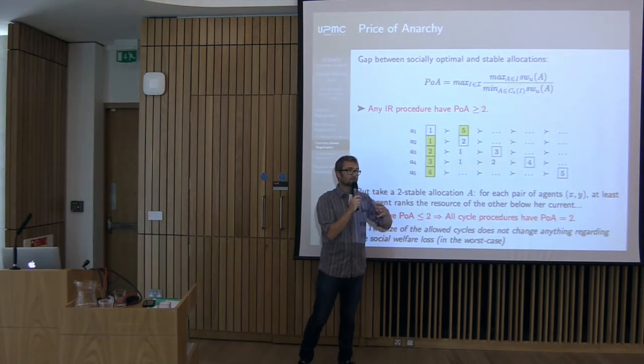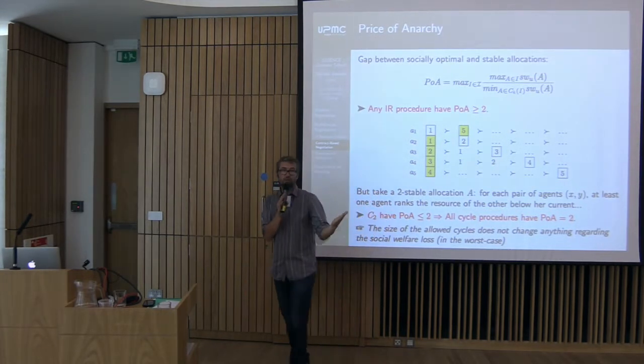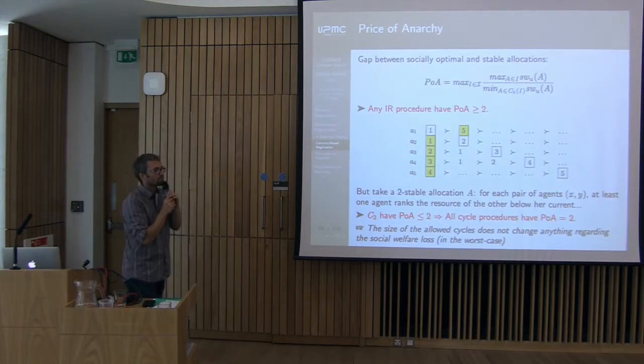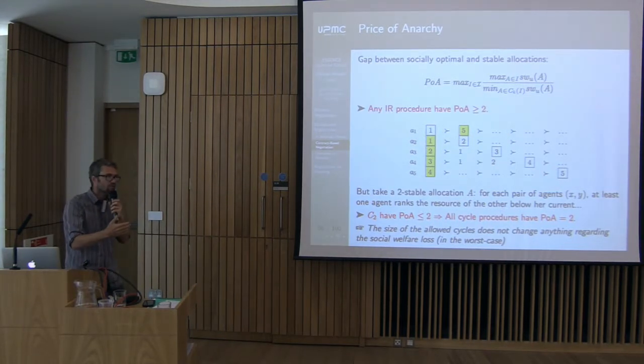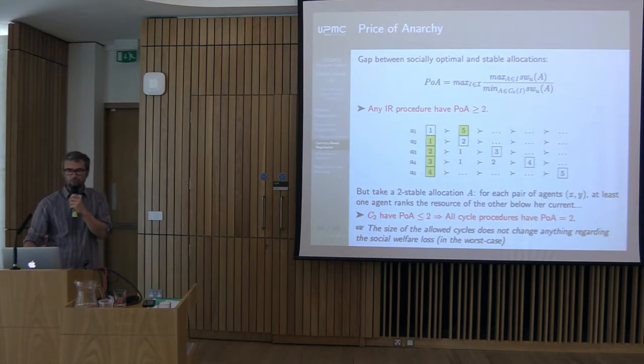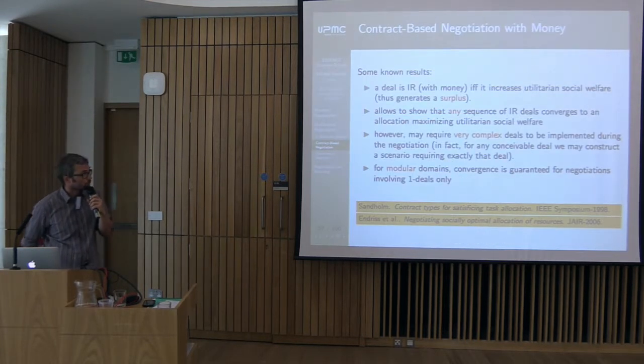In the worst case, you always have this ratio of 2, which can be a bit surprising. Of course, in practice, if you allow 3 agents, 4 agents, and so on, it will improve the result. But in terms of worst case results, it would not make any difference. Okay, I think I will skip this.